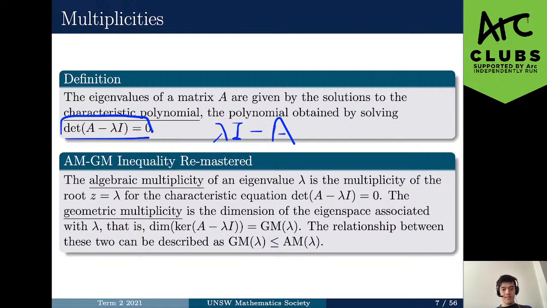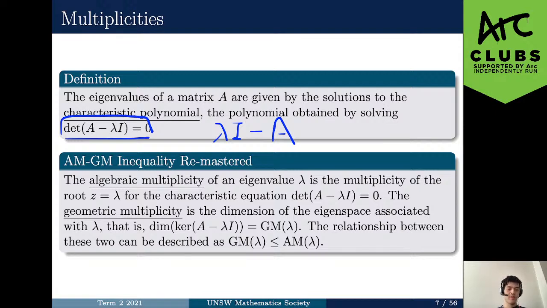Now we know that the determinant is a degree n polynomial. From first year algebra, you would know that any degree n polynomial has exactly n complex roots if you count multiplicities. Those multiplicities are the algebraic multiplicity. It says what is the multiplicity of this root lambda in the polynomial equation. So all of the algebraic multiplicities added together should equal the degree of the polynomial. That's from first year algebra.